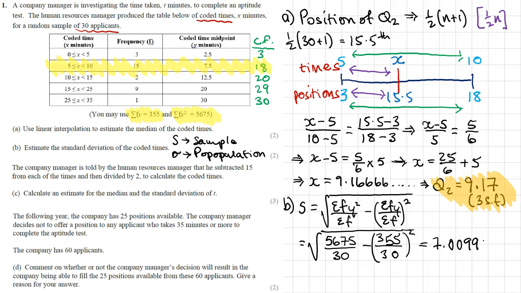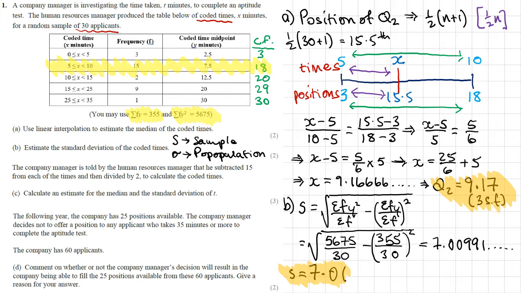7.00991. So always write down the answer from your calculator before rounding it. Again, to 3 significant figures, this would be 7.01. Now, if you're doing further statistics too, you are allowed to use something called the unbiased estimator to estimate the standard deviation.